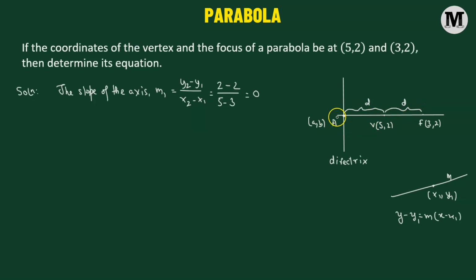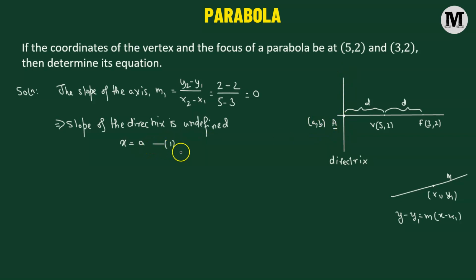Now, if the slope of the axis line is 0 and it is parallel to the x-axis, it means that the directrix line is going to have an undefined slope. And if it is undefined, then it's going to be parallel to the y-axis. And we know that any line which is parallel to the y-axis, its equation will be given by x equals A. Now here A is going to be the x coordinate of point A, or the x coordinate of the point through which the directrix line passes. Now we need to find the value of A here.